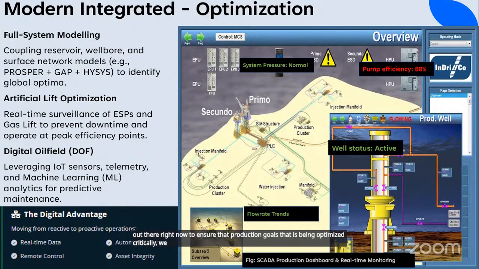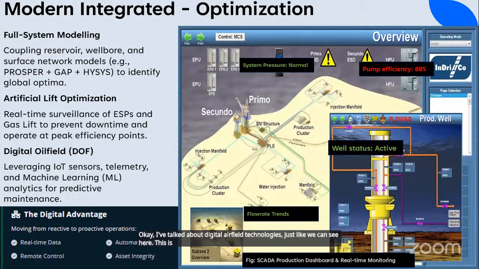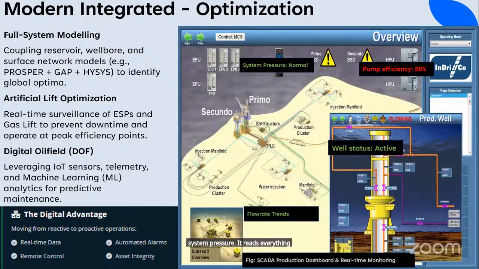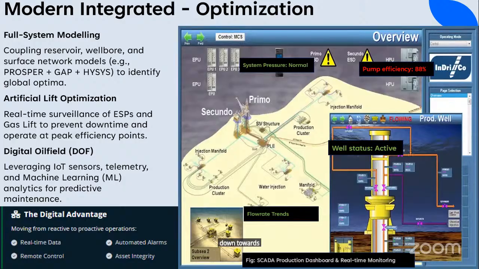We have machine learning for analytics and predictive maintenance. Then, I've talked about digital oil field technologies, just like we can see here. This is a SCADA production dashboard, and also having real-time monitoring is checking the well status, the flow rate trend, the pump efficiency, the system pressure. It reads everything from a real-time system. So you can actually monitor your production from the reservoir, or from the wellbore, as the case may be, down towards surface operation.